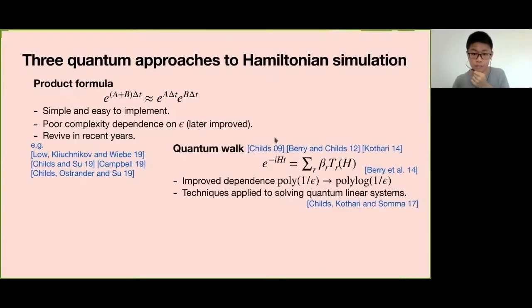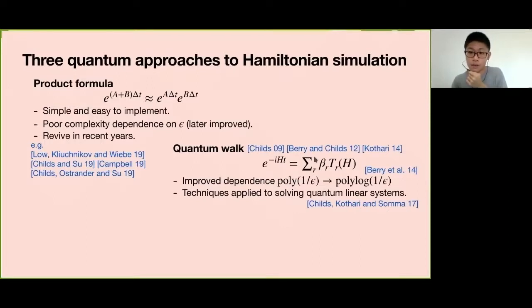As we can see later, in the second approach, quantum walk, the main contribution of this approach is to improve the complexity dependence on the precision from poly of one over epsilon to polylog of one over epsilon. This is an exponential improvement on the epsilon dependence.